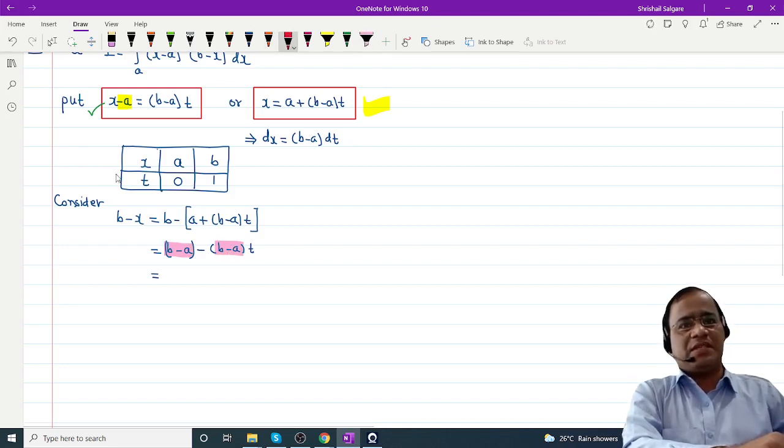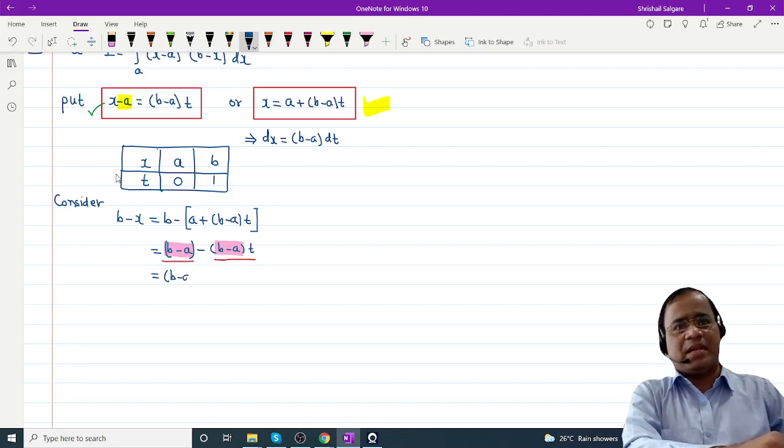So what is the first term? The first term is b minus a only. The second term is b minus a into t. Now from these two terms I will take b minus a as common. Remember, our target is to obtain the kernel. So if I take b minus a as common, everything outside, what is the remaining term? It is 1 minus t. Okay, very good.